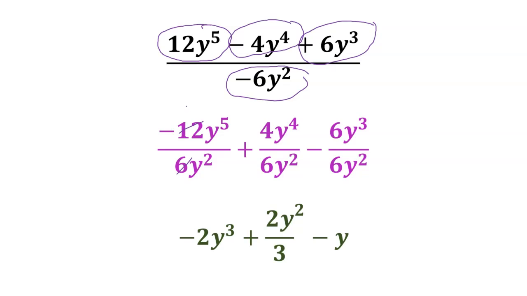6 goes into 12 twice, and therefore you see the negative 2. The y stays on the top 3 times because 5 minus 2. 4 and 6 you can reduce by 2. That will give you 4 divided by 2 is 2. 6 divided by 2 is 3. 4 is higher, so 4 minus 2, that's how you get your y squared. In the last term, 6 and 6 got cancelled, so it's only y left. 3 minus 2, that's y. You can write it as a 1y there. You can put the 1y in the front, which is the same thing as a negative y.